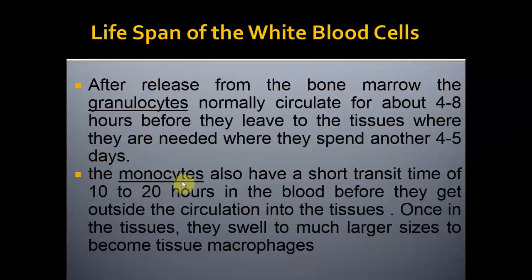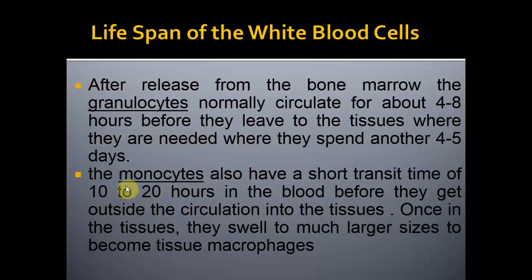Now we come to the monocytes. They also have a short transit time. What do we mean by transit time? It is the period the white blood cells spend in the circulation after being released from the bone marrow, which for the granulocyte is 4 to 8 hours. For the monocytes, no, the period is a bit longer, 10 to 20 hours in the blood before they get outside to the tissues. Of course, monocytes differ from granulocytes.